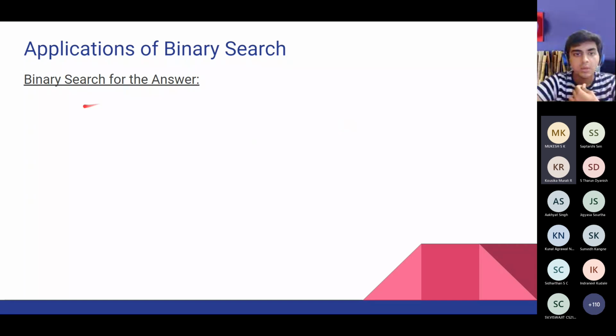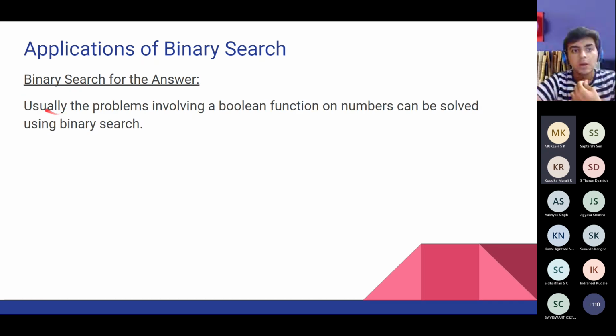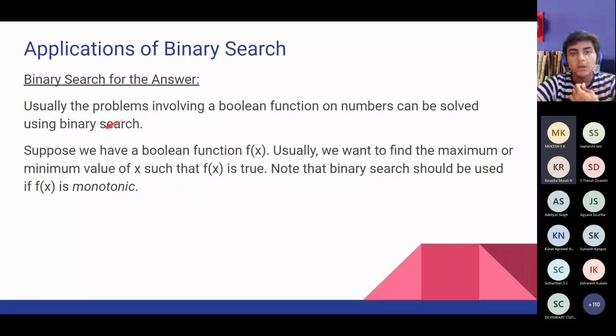There is another method of implementing binary search for solving problems. That's binary search for the answer. Usually the problems which involve a Boolean function or numbers, say from 1 to n, can be solved using binary search. Suppose we have a Boolean function f of x.